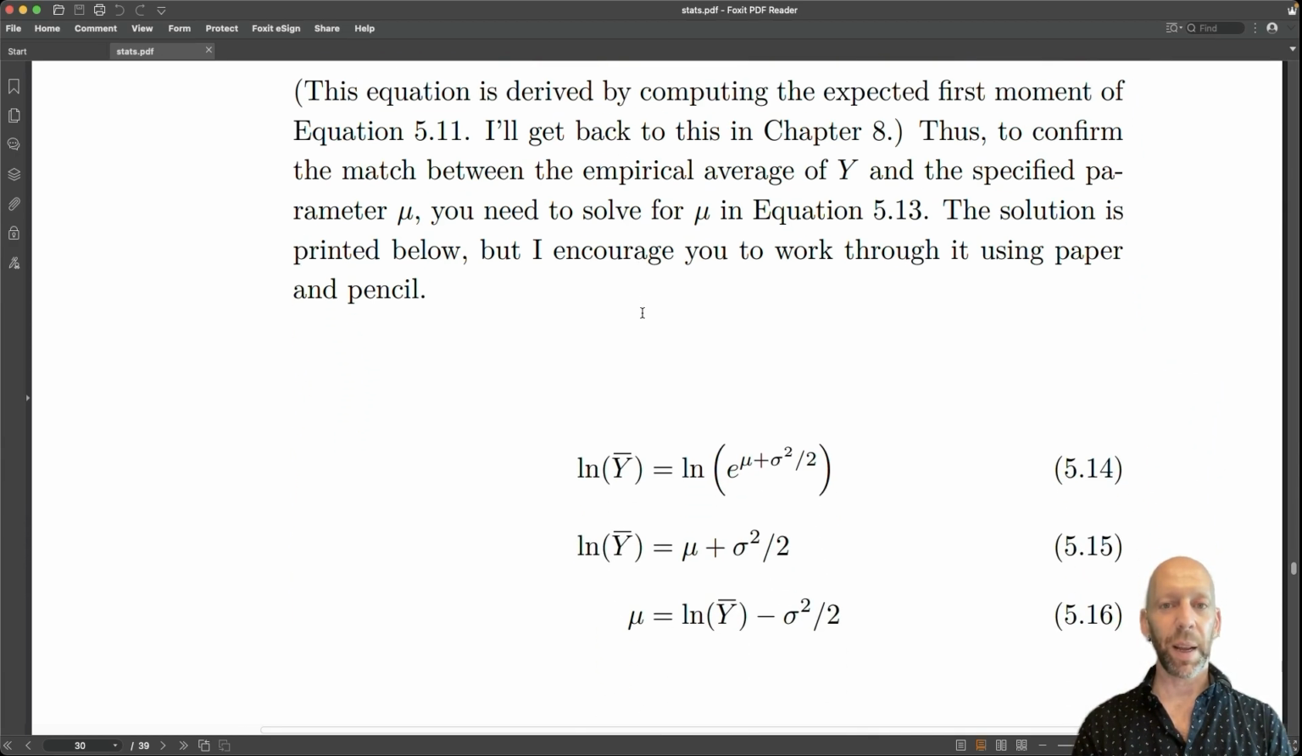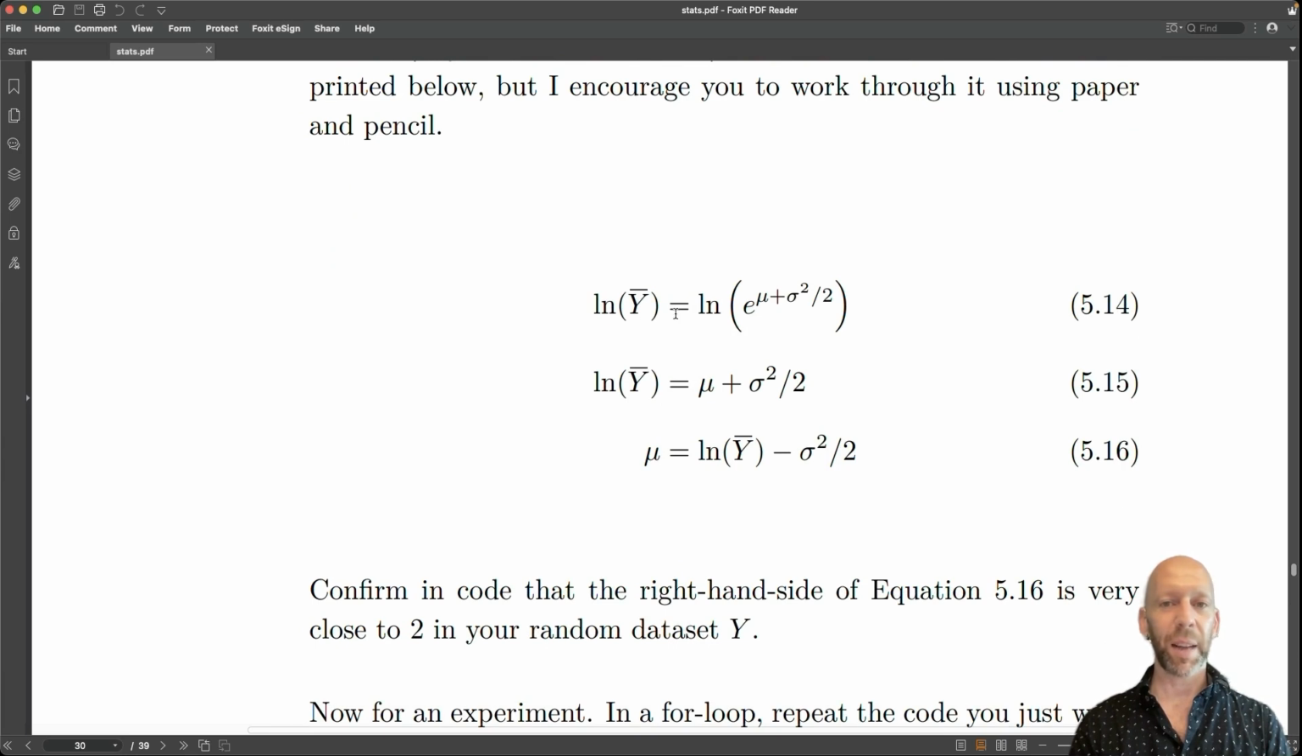Okay, so here I show how to do this. You can see I'm taking the natural log of both sides of this equation. The natural log and the e are inverses. They cancel out. So we just get mu on this side, and the rest is just a little bit of algebra. Okay, so there's an experiment to run, but first I want to show you how to implement the first part of this exercise in code.